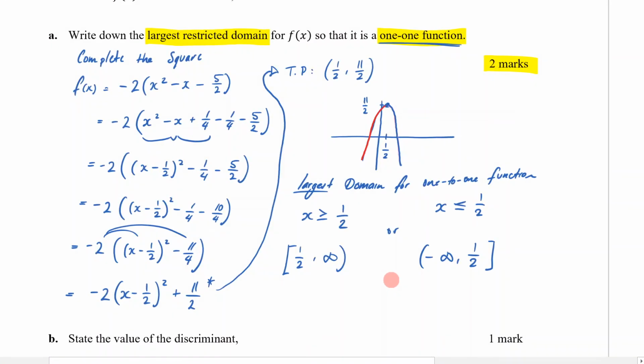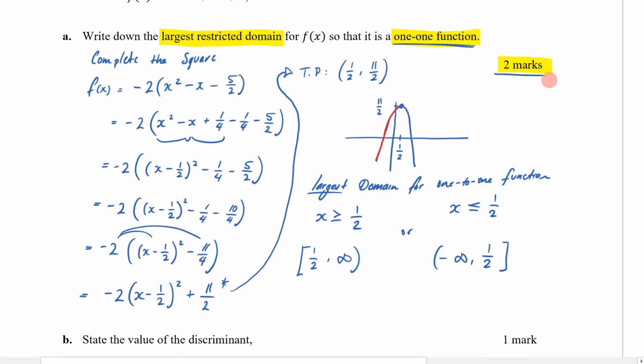And yeah, that's how you would do it. So it's worth 2 marks. So 1 mark for the working, and then 1 mark for your final answer there.